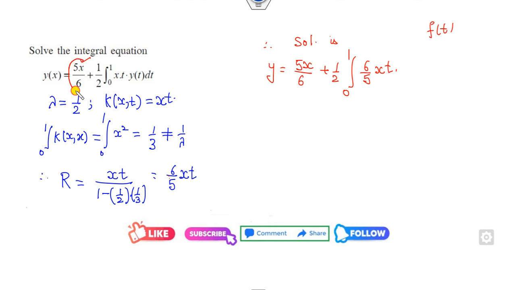This is my f(x). Fine. So what is the f(t)? It is 5/6 times t. So now you can integrate them with respect to t. So what is the answer of this?